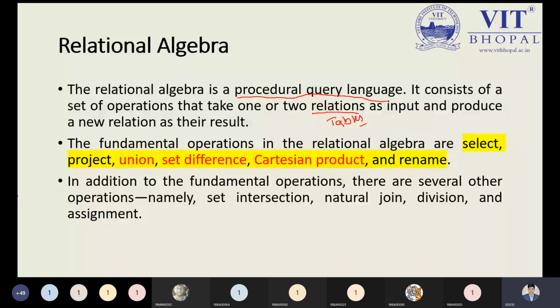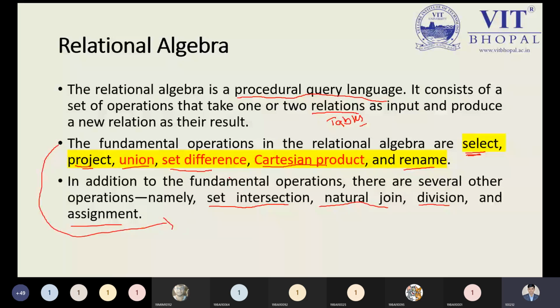The fundamental operations in relation algebra are select, project, union, set difference, Cartesian product, and rename. Keep in mind these are the important operations, and those are recognized as fundamental operations: select, project, union, set difference, Cartesian product, and rename. In addition to the fundamental operations, there are several other operations, known as set intersection, natural join, division, and assignment. Okay, now come to the point of the fundamental operations.